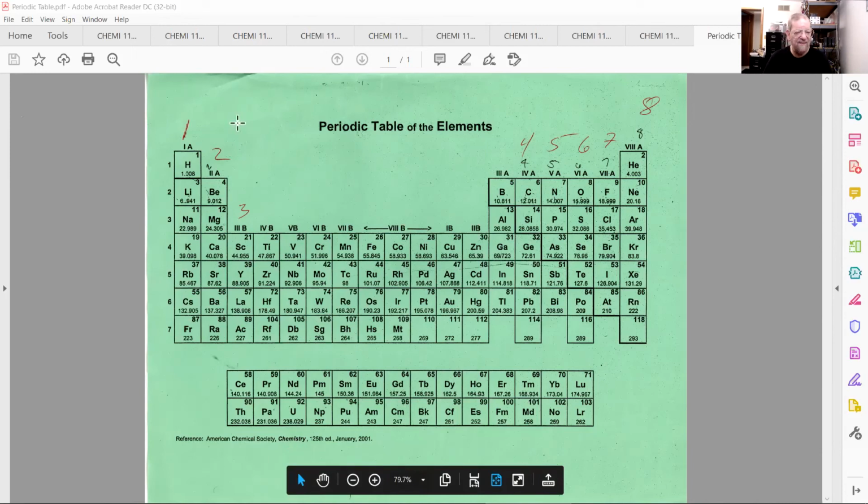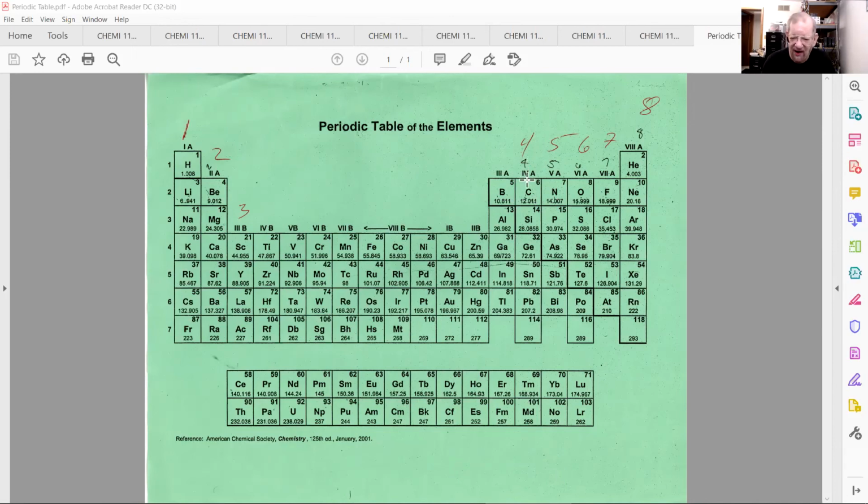All right, let's do this. How many valence electrons does carbon have? Carbon, chemical symbol C. You look on top, and his number in red, or the Roman numeral IV, is 4. So carbon has 4 valence electrons.